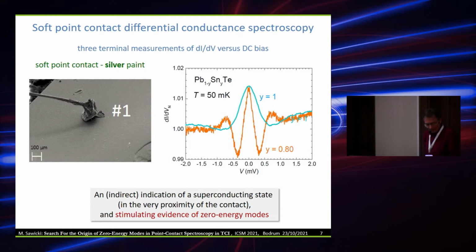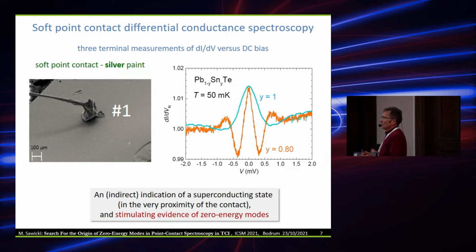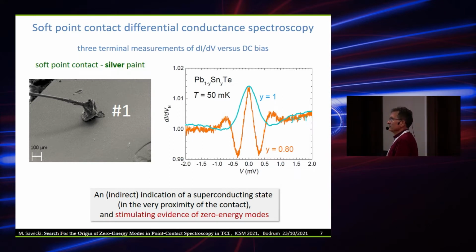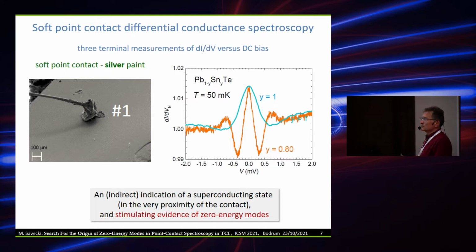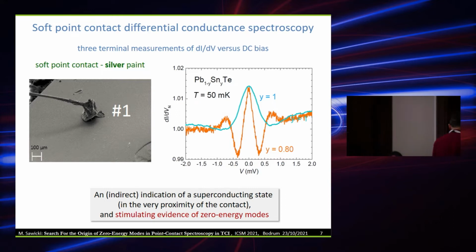So somehow the system told us that we must have superconductivity, which was quite new to us, we did not expect it, and secondly, we got a very stimulating evidence of the presence of zero energy modes.